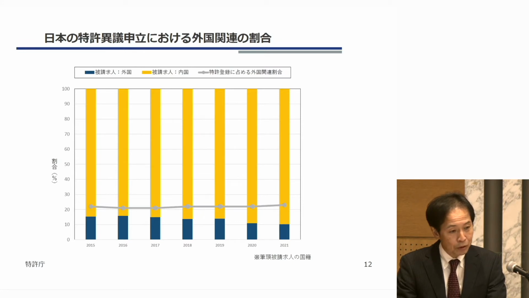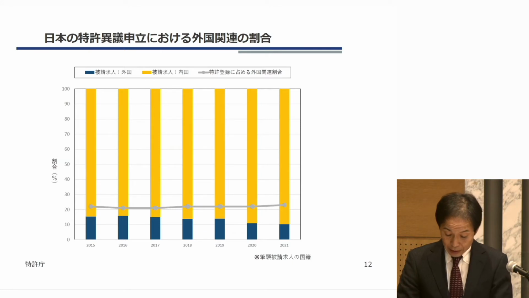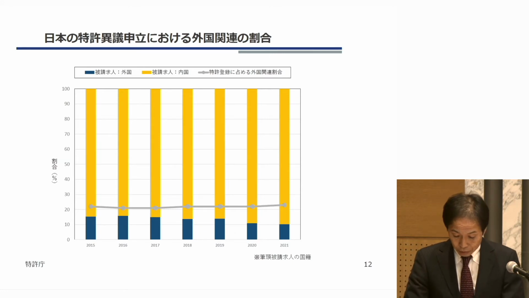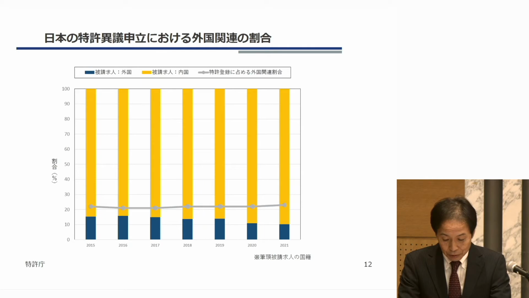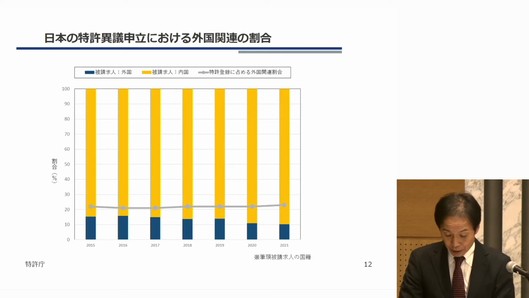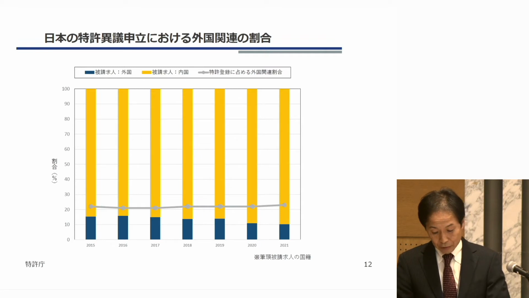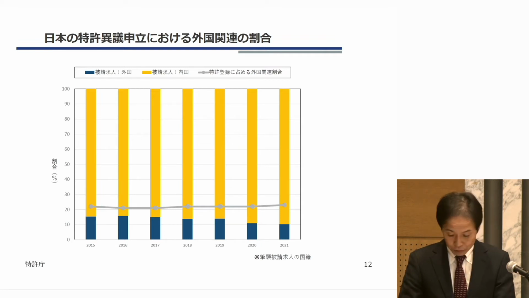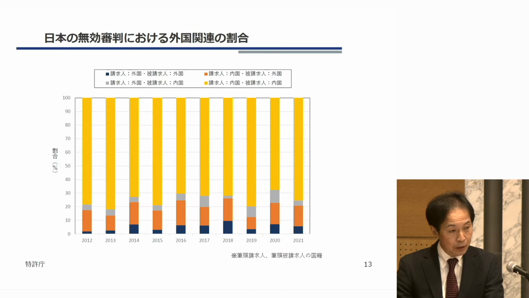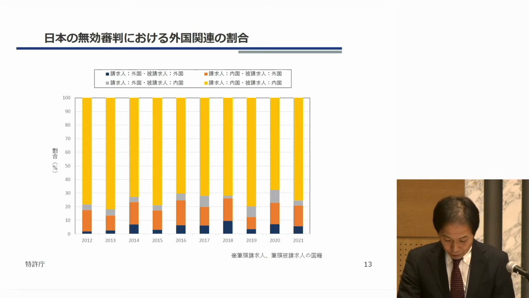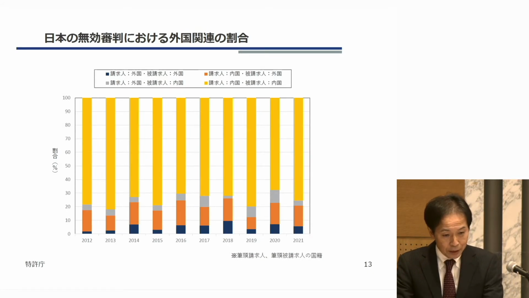As you can see here, the blue bars at the bottom show that about 20% of all patents in Japan are applied for by non-Japanese people. The total number of registrations is shown by this grey line. So the difference between the number of registrations and the number of oppositions is quite large. So it shows that the figures are not so difficult.